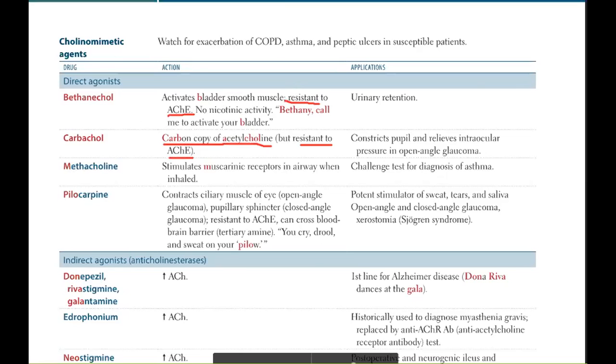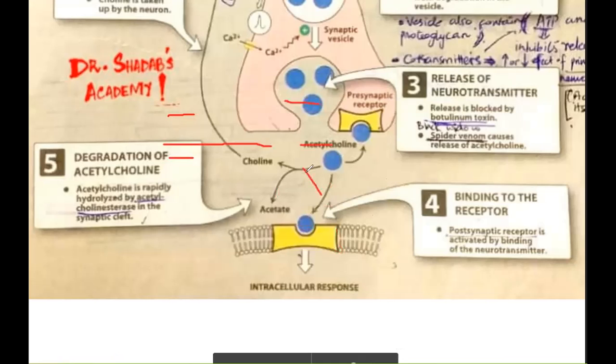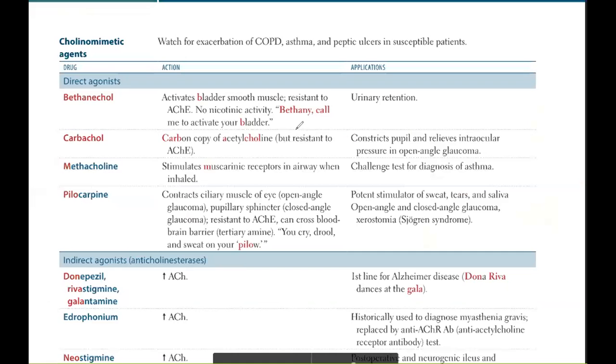That is why these drugs are called direct agonist drugs. Why? Because when they are attached over here, and acetylcholinesterase comes happily to destroy it, it cannot, because there is a protective barrier. This drug has this shield activity to protect itself on its own.